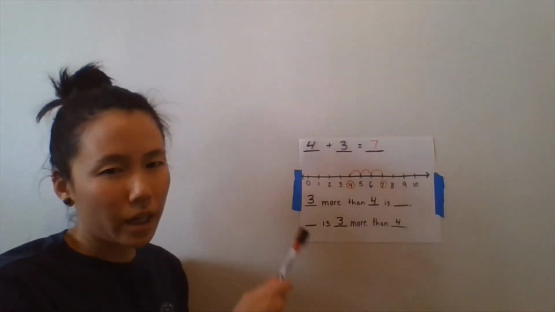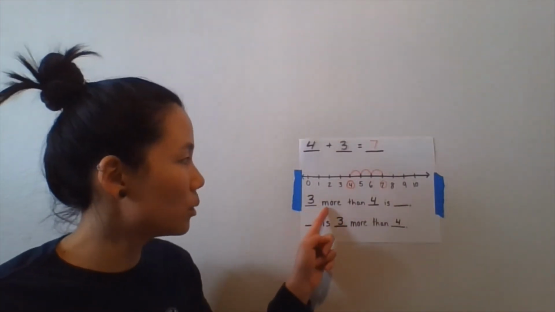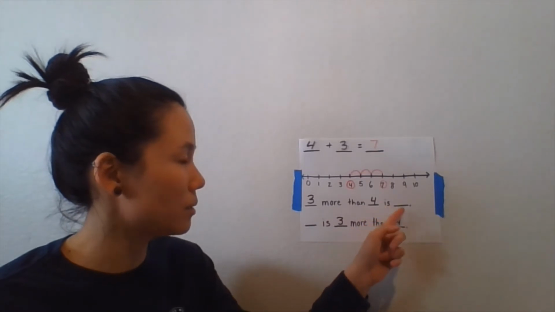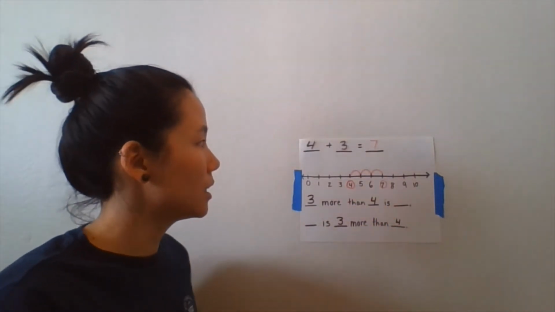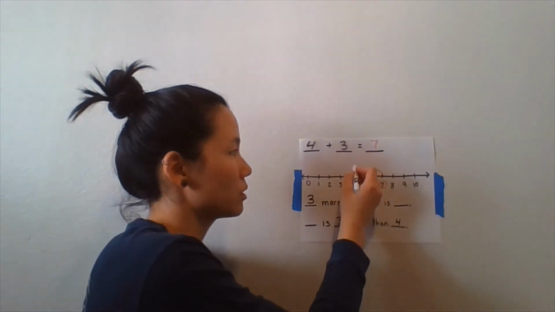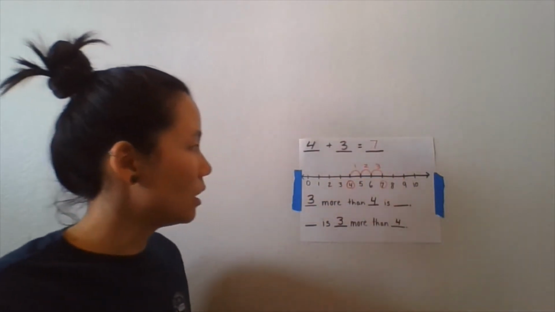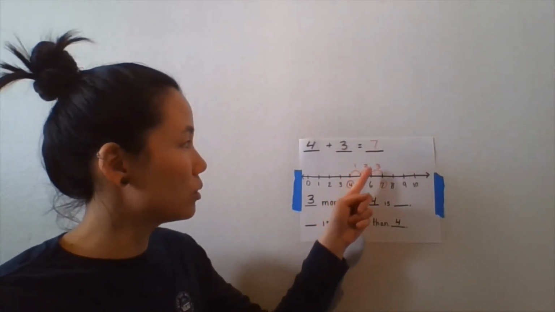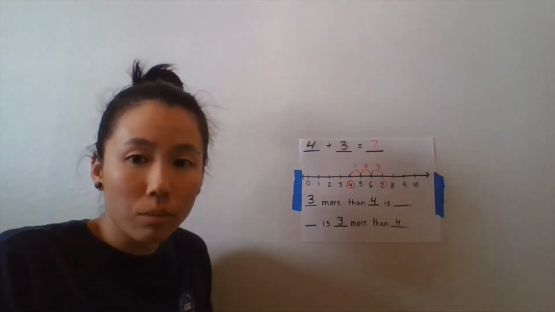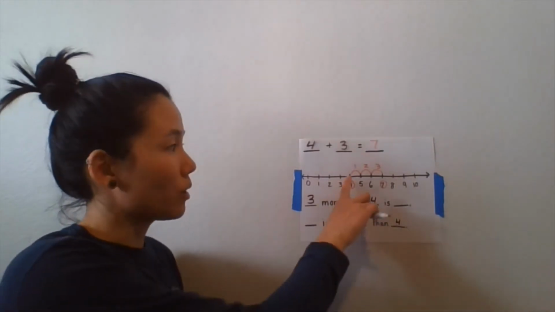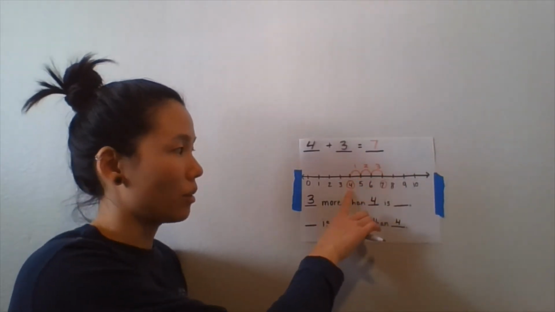So on the bottom, I have a couple numbers filled in for us. It says, 3 more than 4 is... If I look at my number line, I took how many jumps? 1, 2, 3. So I know I started on 4 and I went 1, 2, 3 more, right? Like we said before, more means bigger. So I went 3 bigger than 4.